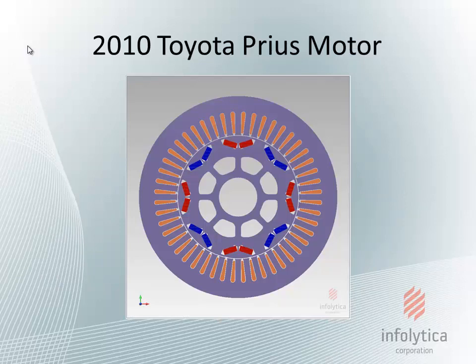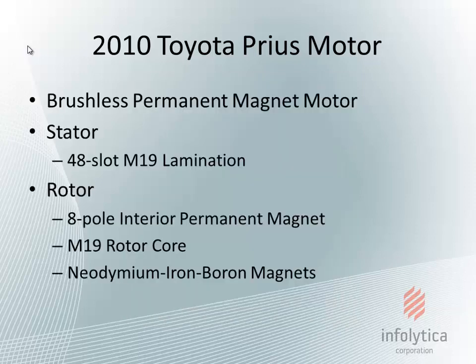As I mentioned, we're going to explore the 2010 Toyota Prius motor. This is a cross-sectional view of the machine. The Prius is a brushless permanent magnet motor. It's comprised of a 48-slot M19 lamination. It's comprised of an 8-pole interior permanent magnet rotor with M19 rotor core material and neodymium iron boron magnets.